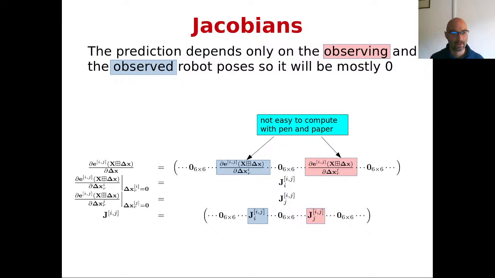Okay, each robot position, and there will be two non-zero blocks. Not all these blocks are 6 by 6. One non-zero block will be the block corresponding to the pose x_i, and another non-zero block will be corresponding to the pose x_j. Okay? The rest will be beautifully zero. Now, clearly, let me call this derivative here J_i, and this derivative here J_j.